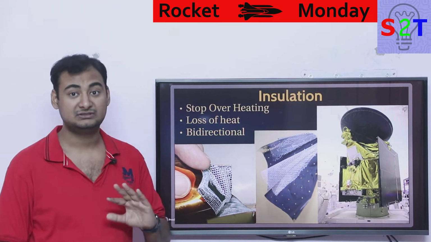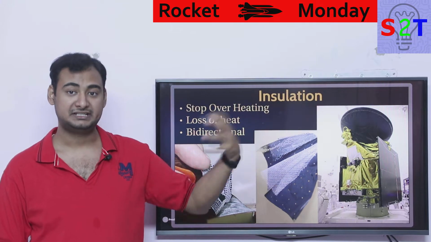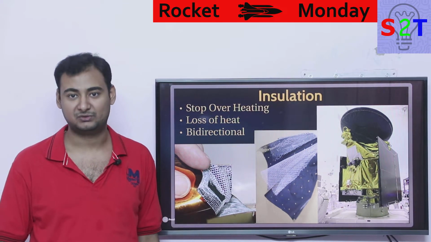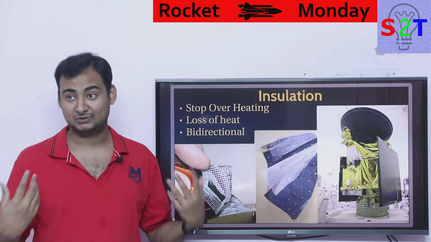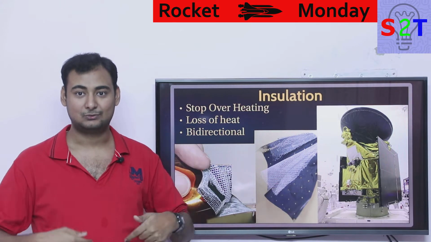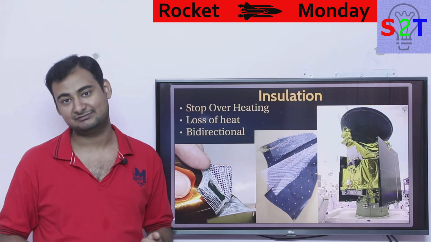Now this buffer layer works in both ways. It will not allow the sun's heat to penetrate you, but it also means your heat won't get out. That is why we don't wear sweaters in summer. Even though a sweater in summer will stop you from overheating because of the sun, your own body heat won't be rejected. That is the reason why we don't wear that.